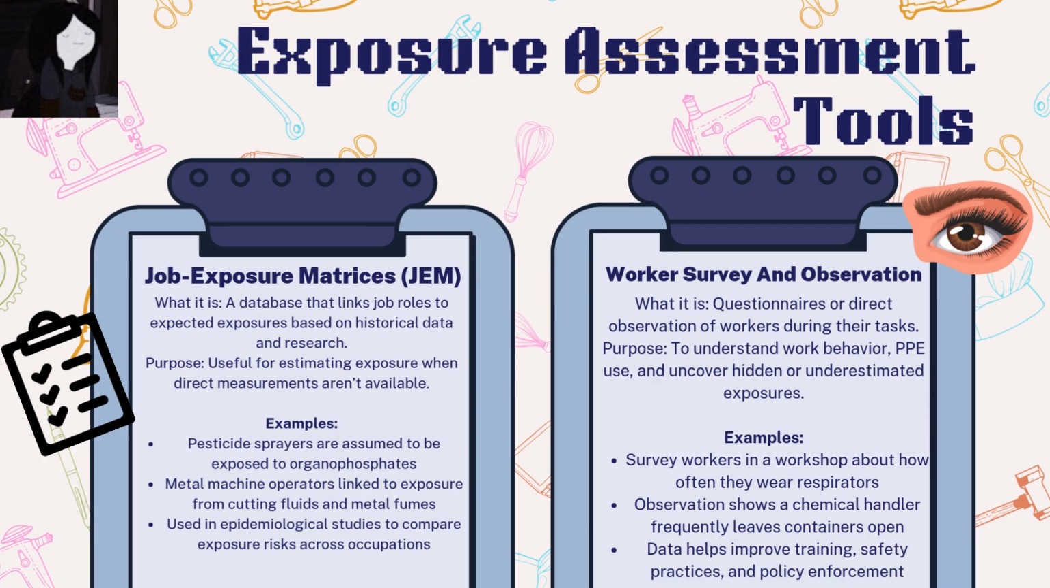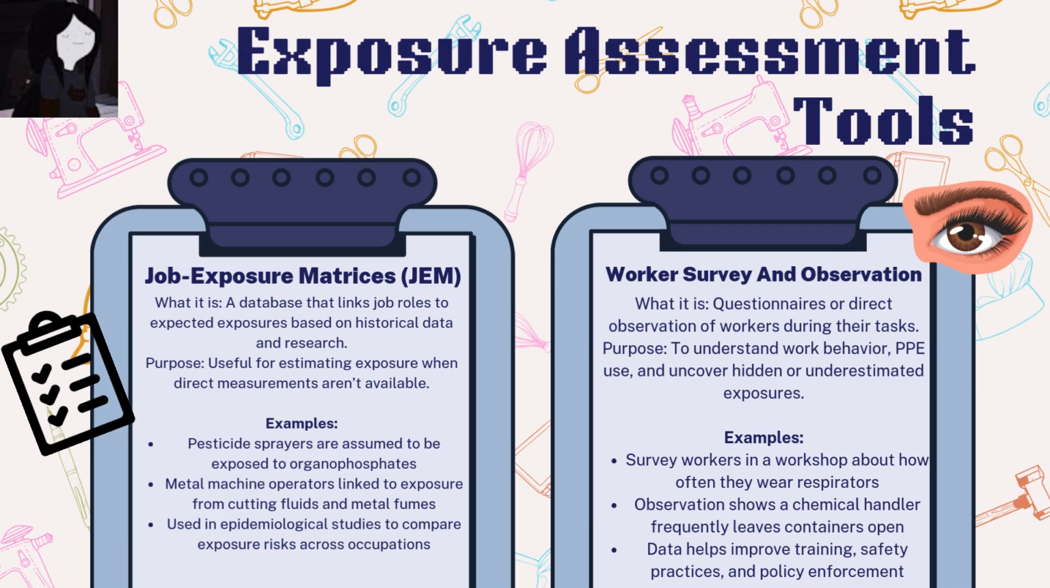Number two, worker survey and observation. This method uses questionnaires or direct observation to understand how workers actually perform tasks, their use of PPE, and any risky behaviors. The goal is to identify hidden or underestimated exposure.